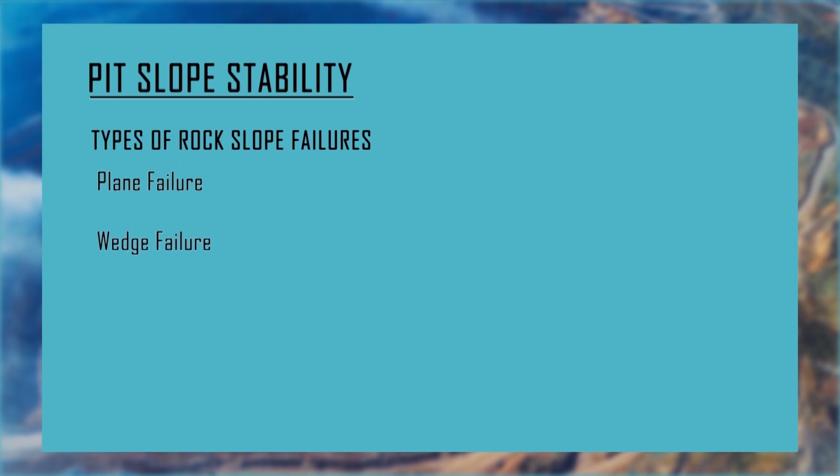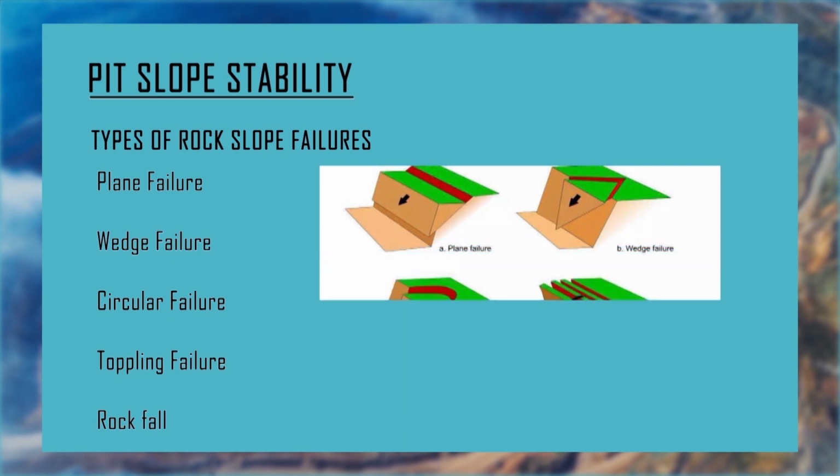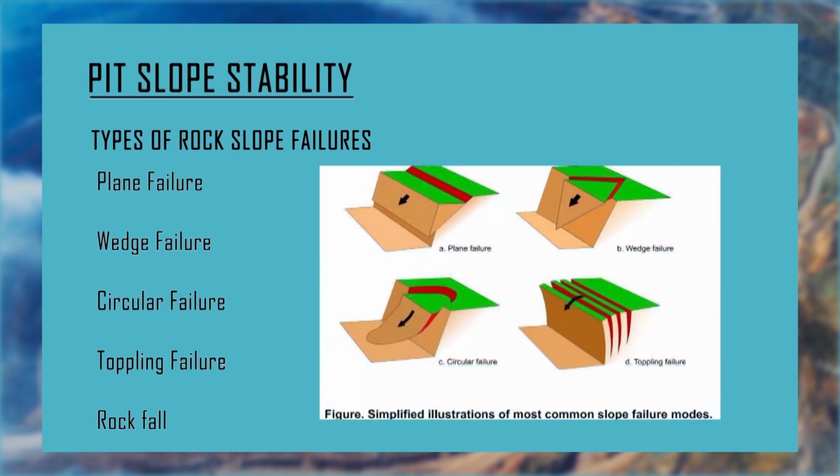We can see plane failure, wedge failure, circular failure, toppling failure, and rock fall. In plane failure, only a piece of rock slides against a plane, but in wedge failure it falls within the bench. Circular failure is of circular shape, and in toppling failure it is in part. Toppling failure generally takes place in soil and very loose rock. Next.